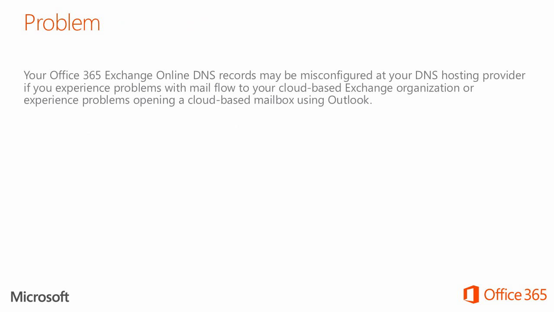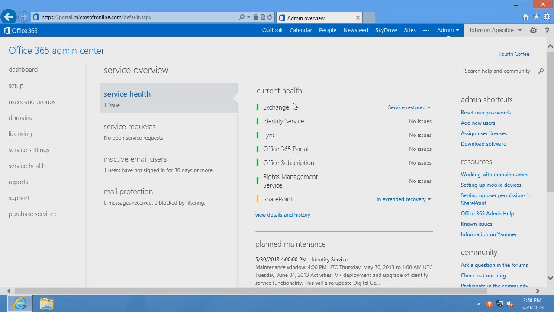Your Office 365 Exchange Online DNS records may be misconfigured at your DNS hosting provider if you experience problems with mailflow to your cloud-based Exchange organization or experience problems opening a cloud-based mailbox using Outlook. To troubleshoot the problems, we'll first use the Domain Troubleshooting Wizard in the Microsoft Office 365 portal to check if the domain is correctly configured for Exchange Online.